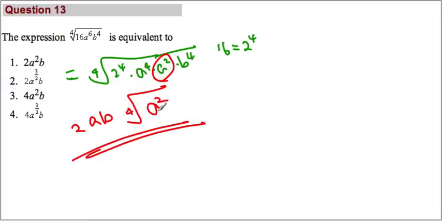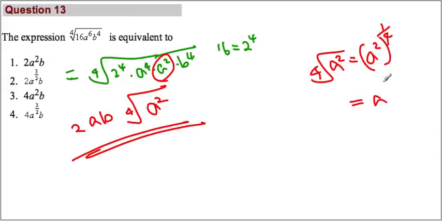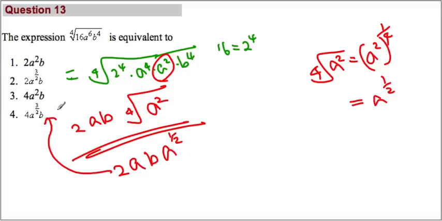Now, which is then choice? But what is 4th root of a squared equal to? That's equal to a squared to the 1/4 power, which is equal to a to the 1/2 power. Now then, 2ab a to the 1/2 power, and this will in fact be equivalent to choice 4. I mean choice 2, I'm sorry.